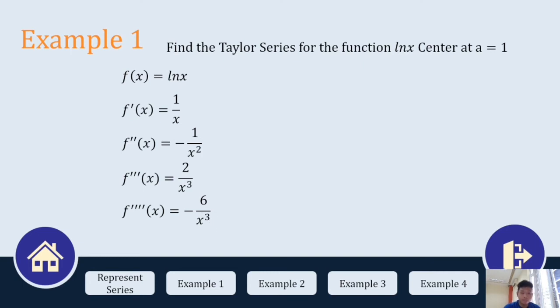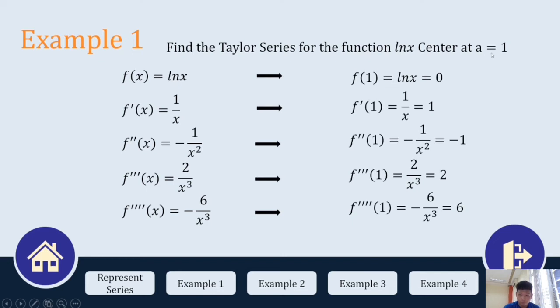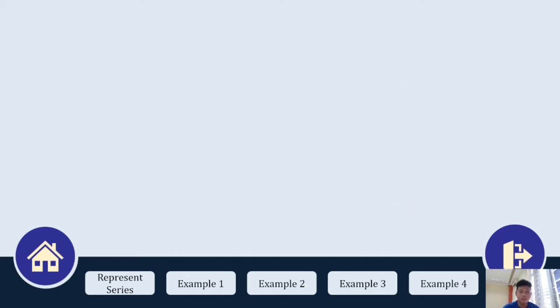Next, we have to plug in the value of a. We have to evaluate these functions at a. So if a equals 1, f of 1 equals 0, f prime of 1 equals 1, f double prime of 1 equals minus 1, f triple prime of 1 equals 2, and f fourth prime of 1 would equal minus 6. So let's substitute these answers into our formula.